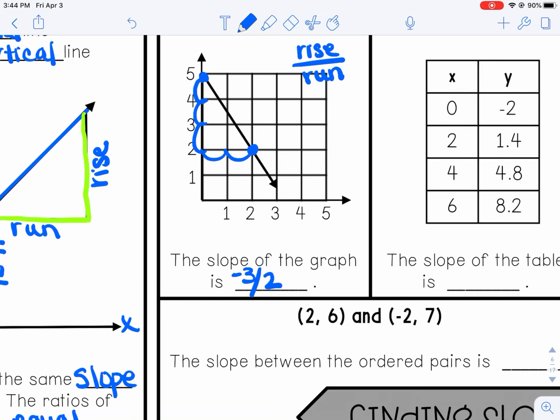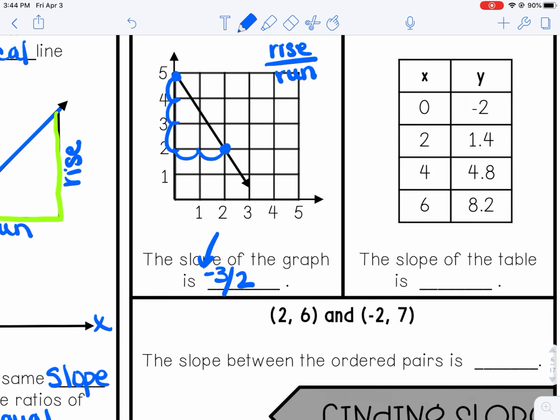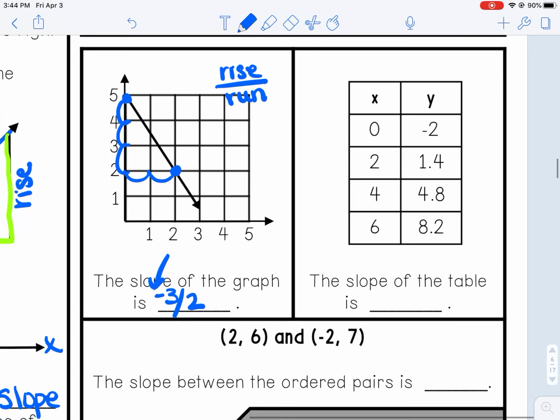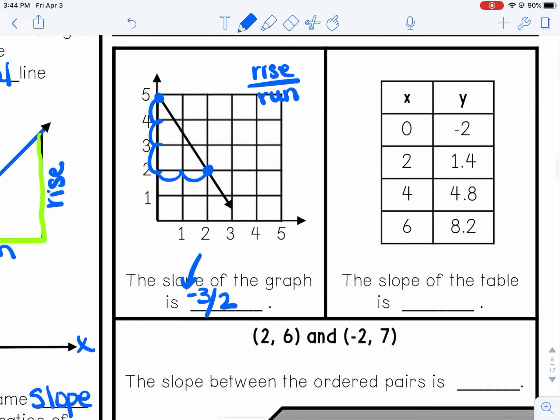I believe most of you are pretty good at being able to determine slope from a graph. Make sure that you always look at the graph. Is it positive or is it negative? Okay. When I look over here from a table, pick 2 ordered pairs. I always try to pick the ones that are positive. It doesn't matter which 2 you pick. I'll pick these 2.